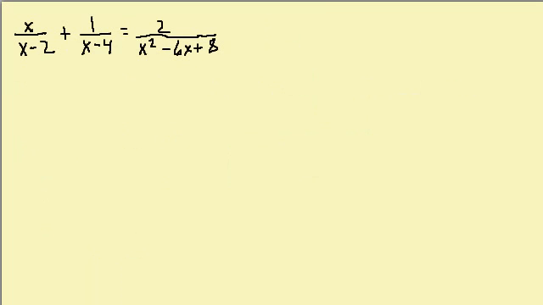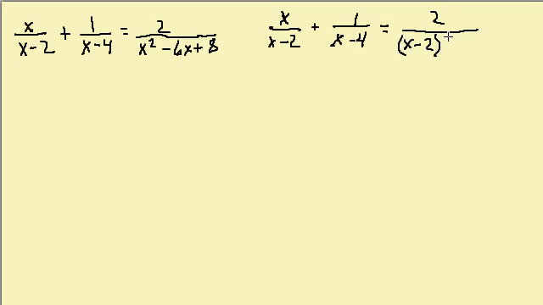Let's look at another one. Here I want to state my restrictions, but before I do that, this x squared minus 6x plus 8, I need to factor that first. So factoring that, I'm going to get x over x minus 2 plus 1 over x minus 4 equals 2 over x minus 2 times x minus 4.